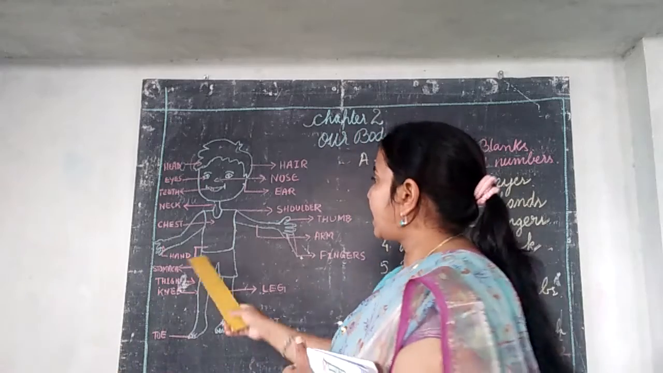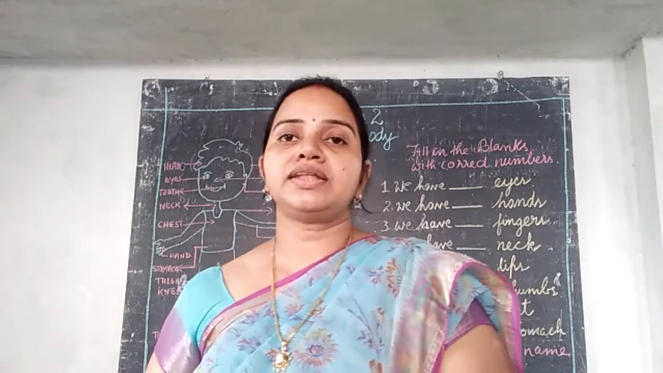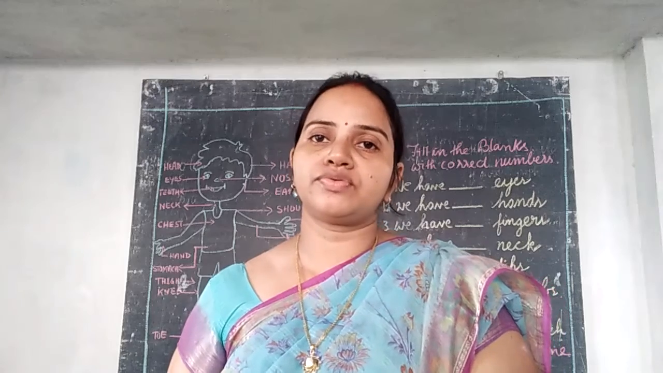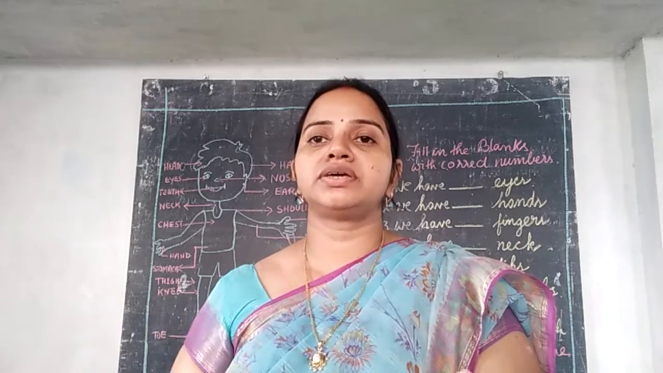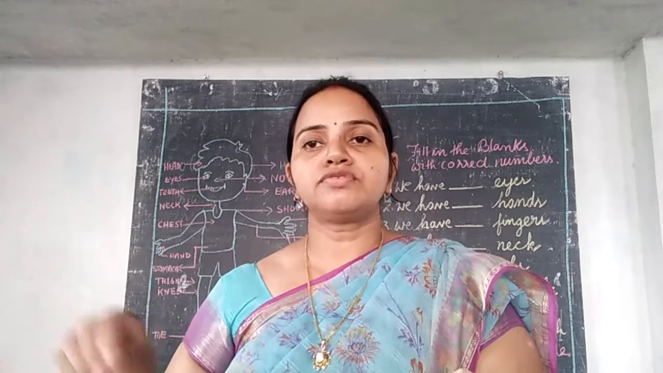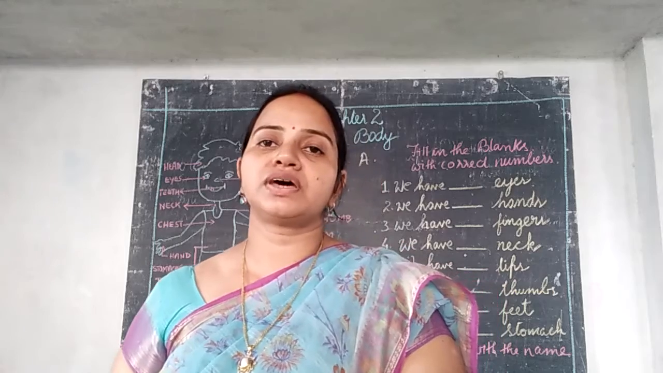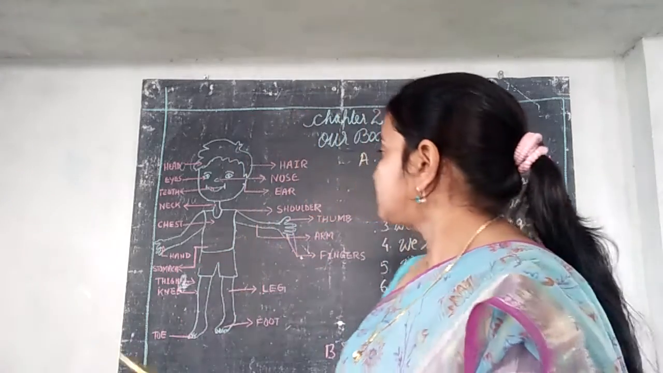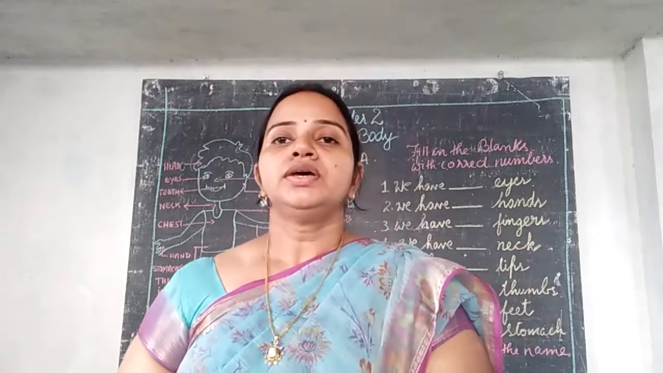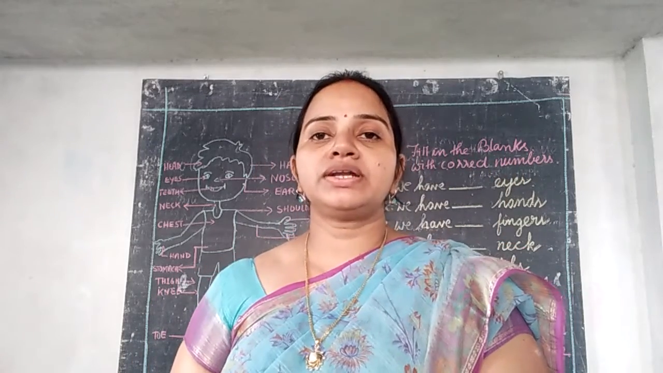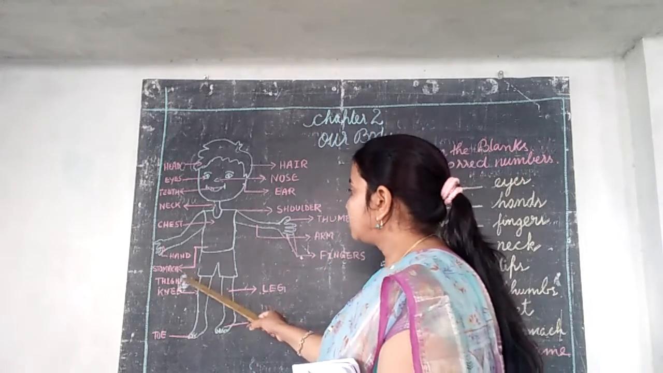Then we have a hand. This hand allows us to do lots of work. We do so many things. It helps us in writing, it helps us in cooking food, it helps us in driving. So many things we do with our hands. Next is what? Our stomach. The belly helps us to digest our food.